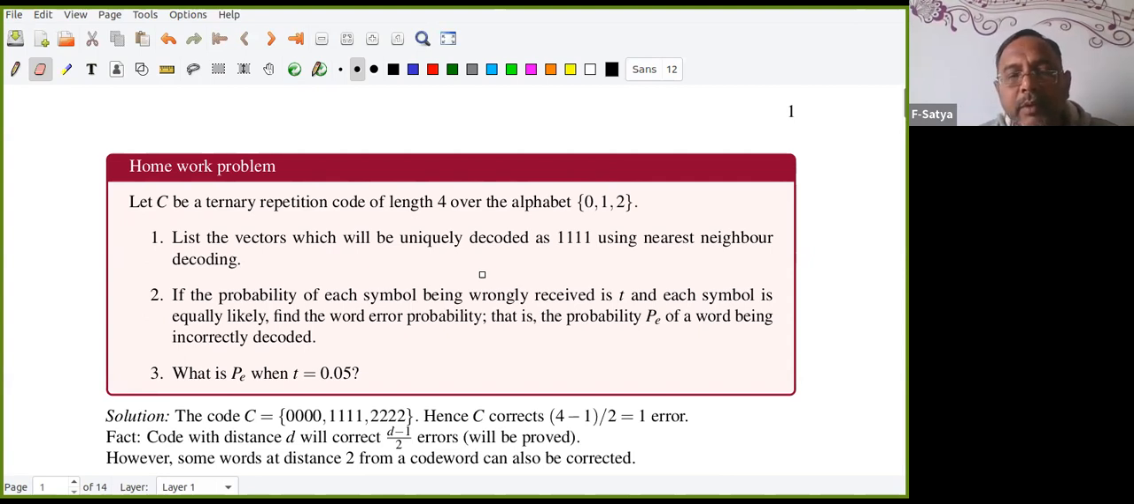So now what is the distance of this code? You know the distance between two vectors.